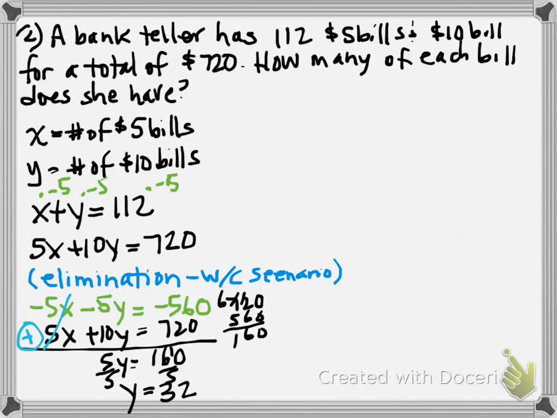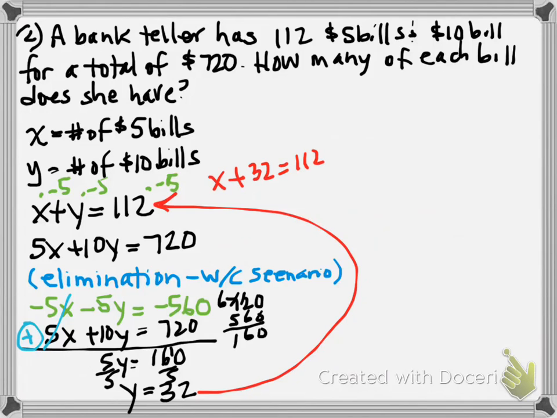So right now, we think that there are 32 $10 bills. So let's figure out how many $5 bills. So we have x plus 32 equals 112. Subtract 32 from both sides, and we get x equals 80. So at this point, this is what we think our answer is. We have 80 $5 bills.